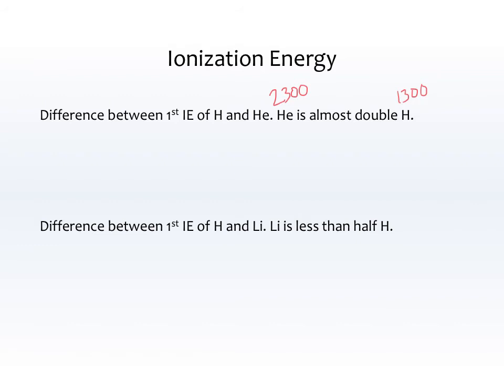And maybe it's because helium has twice as many electrons and protons as hydrogen does. So hydrogen has one electron on the outside and one proton on the inside. So removing it takes much less energy than two electrons and two protons. We're going to use that from Coulomb's law.